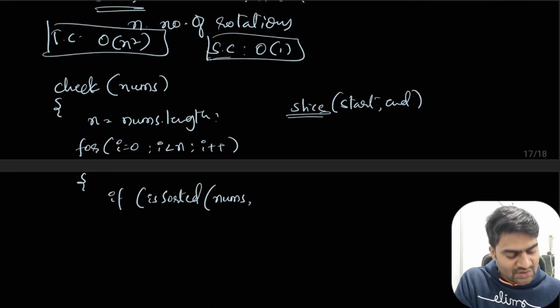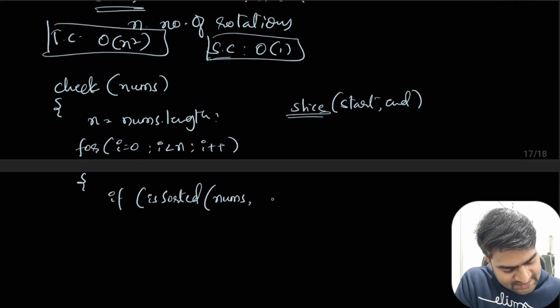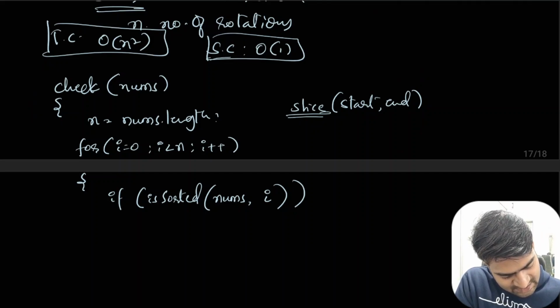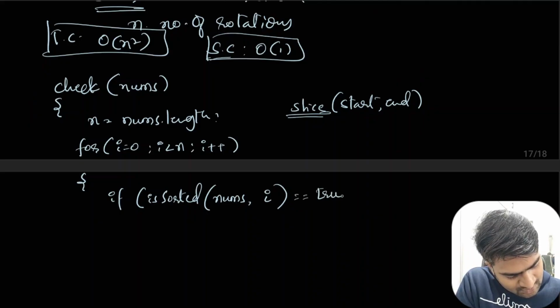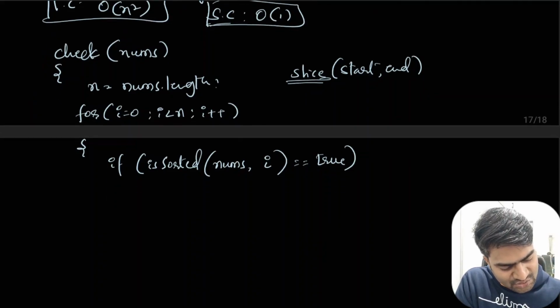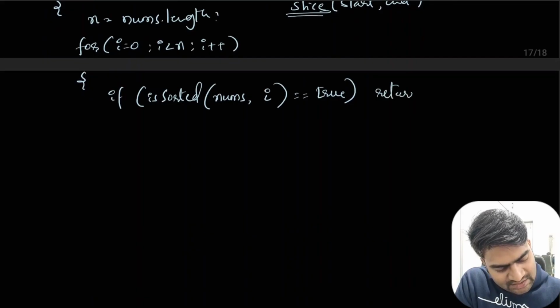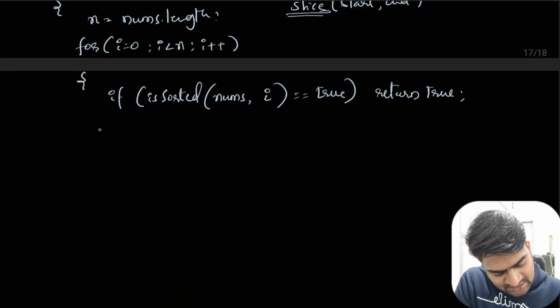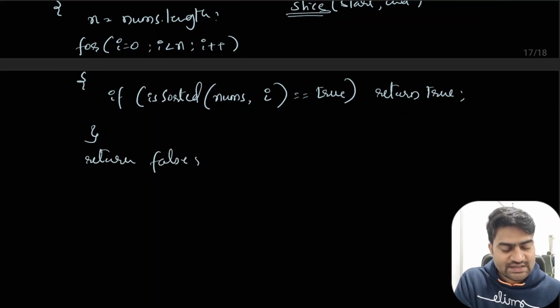Now, if the array is sorted from index i, that is the starting index where we rotate, then we will pass that and check if it is equal to true. If any one combination, any one rotated array, is true, then we will simply return true. If that is not the case, then after the for loop we will simply return false. Why? Because none of the combinations is sorted.